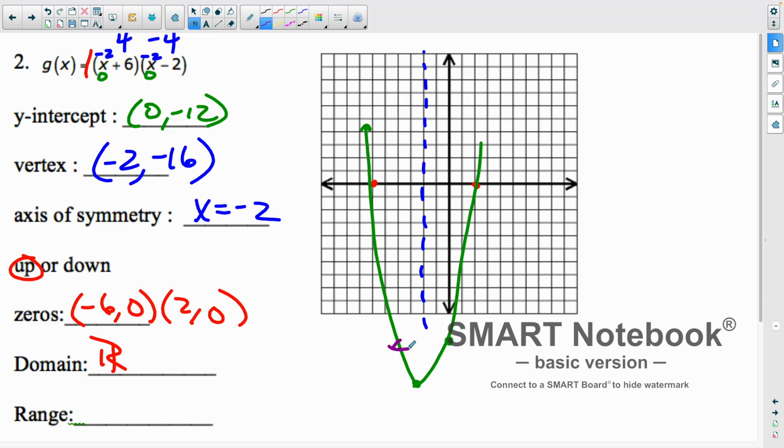Could you find that missing point that goes there? Yeah. Should be able to because it's symmetric, right? So I could count. I went over 2, up 4 here. So if I go over 2, up 4 there, I should be able to find that point. Okay? It's asking to find if it's missing. Range. Y is greater than or equal to -16.